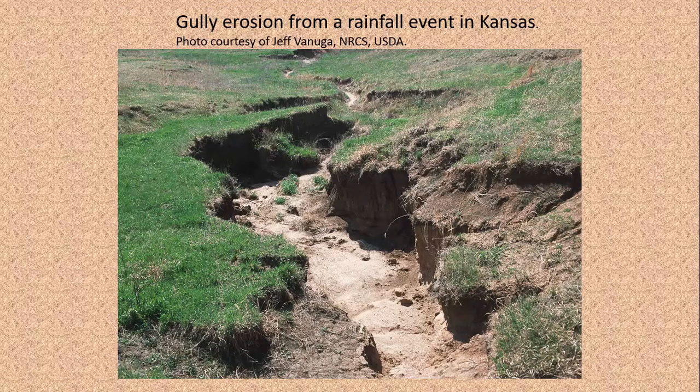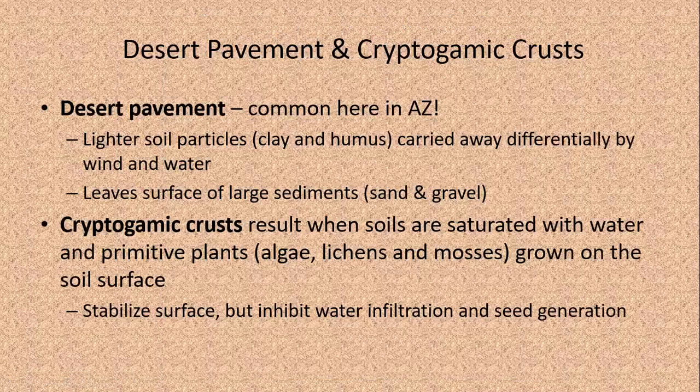Here's a gully, so this is wider than a rill, and you can see where the water has washed away. It's like a little riverbed, washed away that soil. Okay, something we see commonly in desert environments like Arizona would be desert pavement.